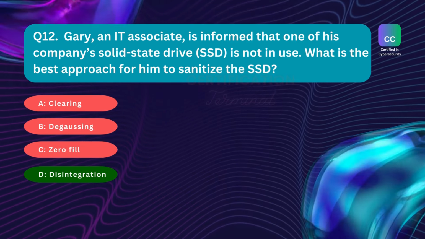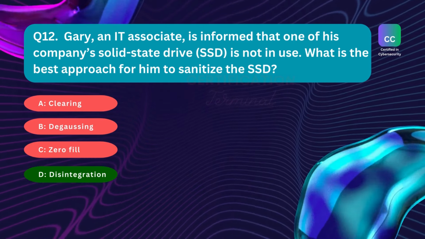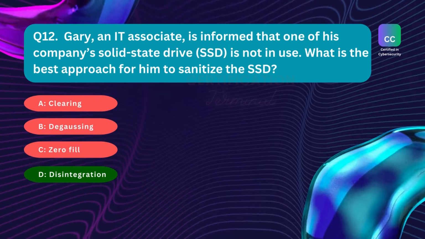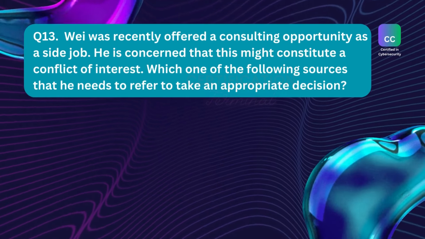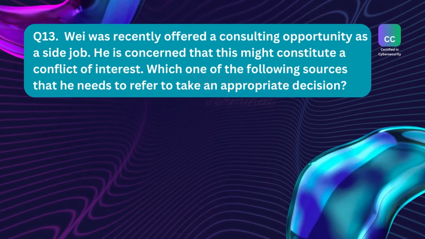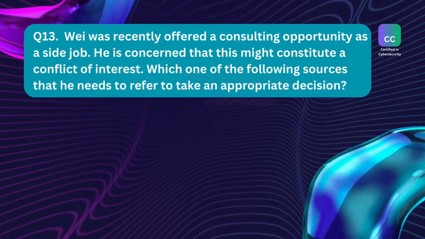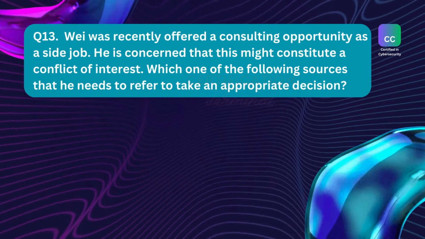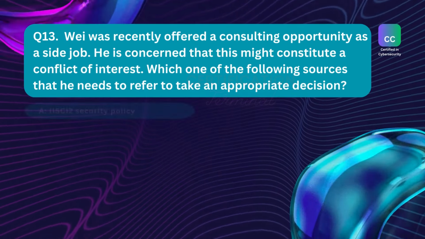Zero-fill wipes a drive by replacing data with zeros, degaussing uses magnets to wipe magnetic media, and clearing is the process of preparing media for reuse. Question number 13. Wei was recently offered a consulting opportunity as a side job. He is concerned that this might constitute a conflict of interest with his current company. Which one of the following sources does he need to refer to in order to make an appropriate decision?